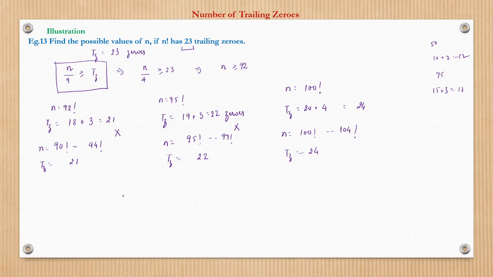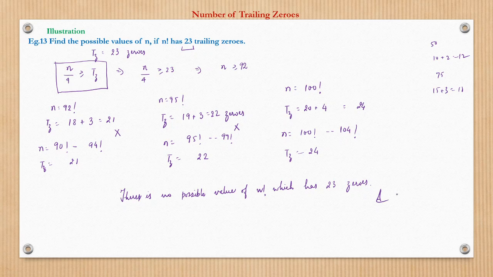So we do not have any number which has a trailing zero count of 23, right? So therefore the answer is there is no possible value of n which has n factorial with 23 zeros, right?